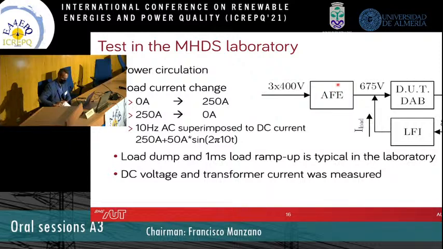In the laboratory, we have an active front end which creates a 675 volt DC voltage from the grid itself. Then we connected this voltage to the DAB converter input side, and the output side was connected to another DC to DC converter. This is a regular high power converter, where we can create a load current change for the DAB converter, and we were circulating the power, so the losses were minimal.